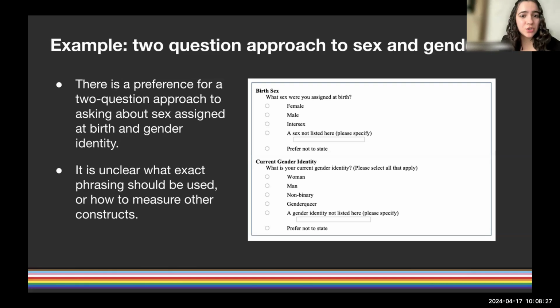So this type of two-question approach came from focus groups with transgender and gender non-conforming individuals. And there seems to be a preference for a two-question approach to ask about sex assigned at birth and gender identity. This is now widely used in multiple fields. It's a way that you ask about sex and gender. It is still unclear, however, what exact phrasing should be used or how to measure other constructs that are not sex and gender.